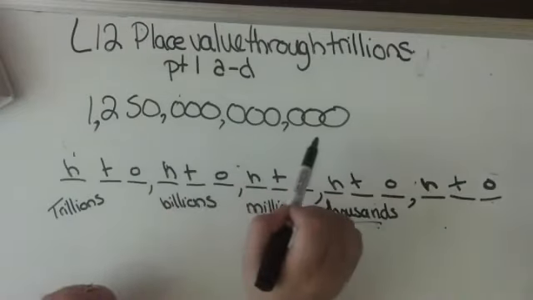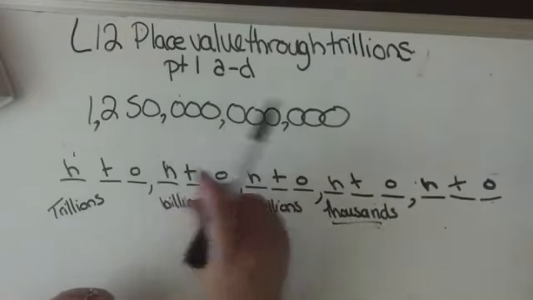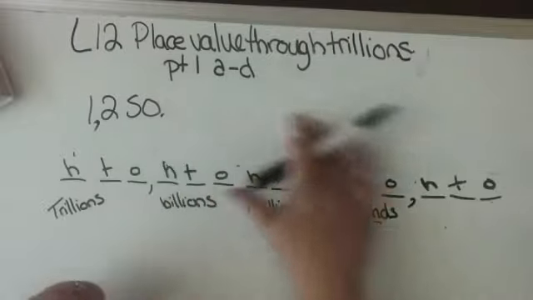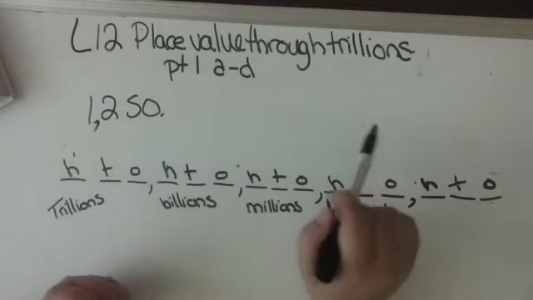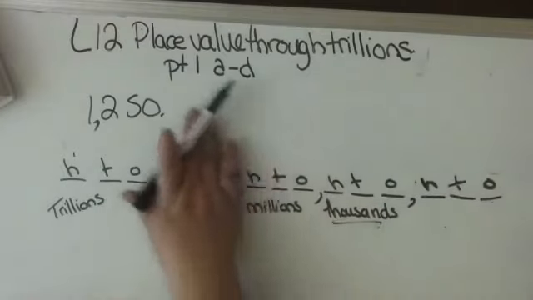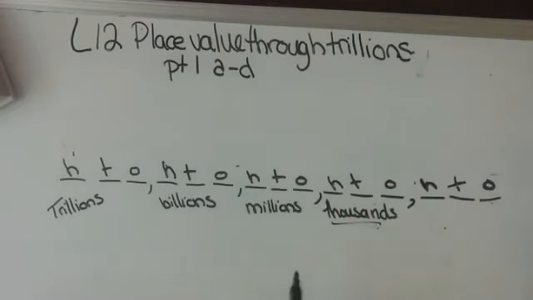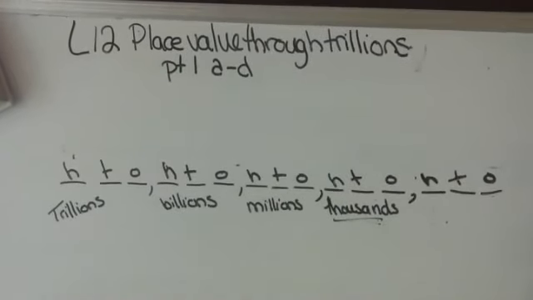These zeros are very important because while they are just placeholders, they hold places to tell you where you are. If I didn't have any of these zeros, I wouldn't have 1,250,000,000,000. I would have 1,250. So those zeros have to be there if they are holding a place, because we need them to be able to make our full number. Again, trillions, billions, millions, thousands, hundreds, tens, and ones. That is lesson 12, place value through trillions, part 1, questions A through D.